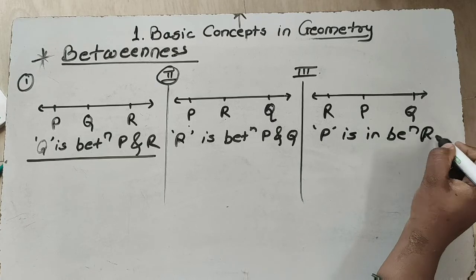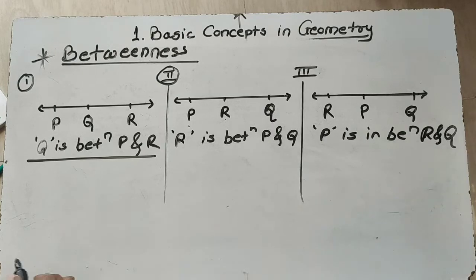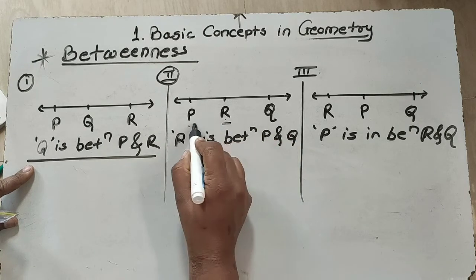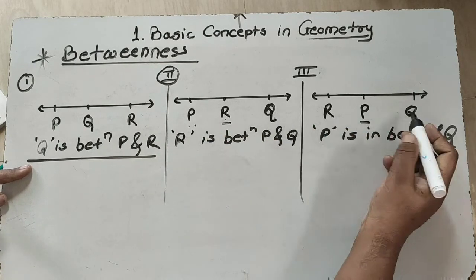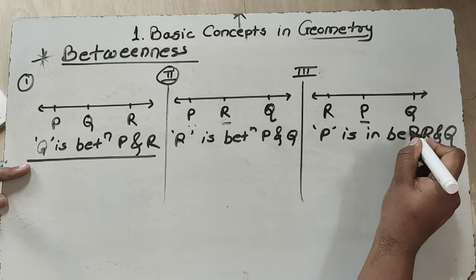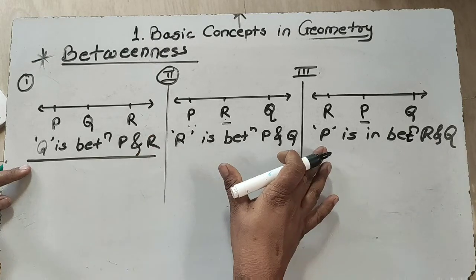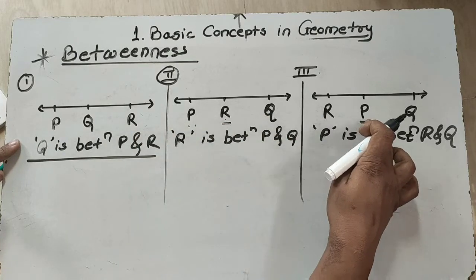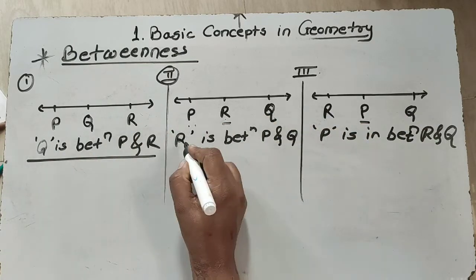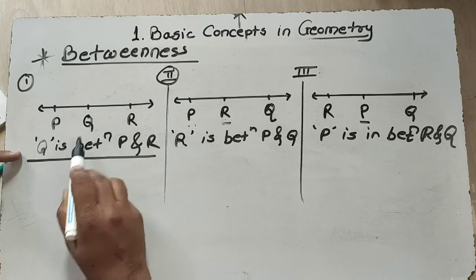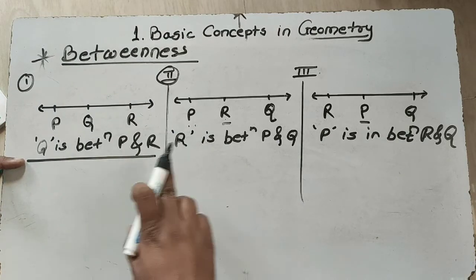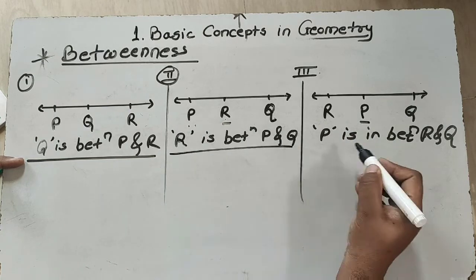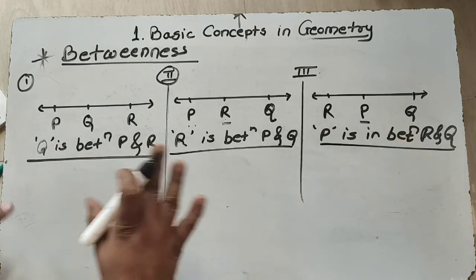R and Q. Okay, so Q is in between P and R. Here R is in between P and Q, and P is in between R and Q. In these pictures, the points are the same, P, Q, R, but the positions are different. Because of that, Q is in between P and R here, R is in between P and Q here, and P is in between R and Q.